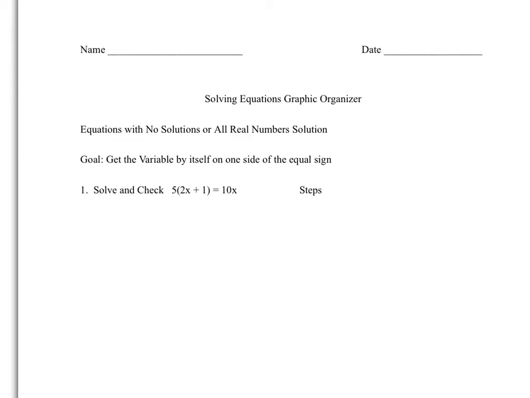So today we're going to be talking about one of our last lessons with solving equations. It's what to do when you have an equation that seems to work out a little bit weird. And it's what happens when you get answers of no solution or all real numbers.